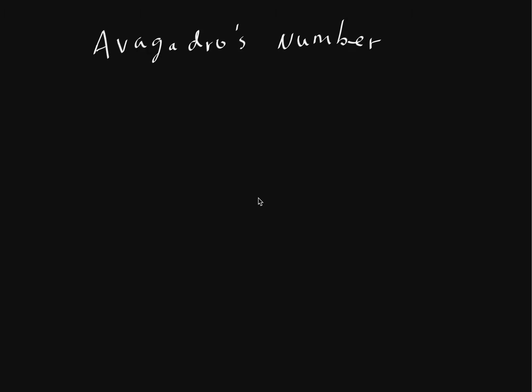Hi everybody. So in this video, we're going to talk about Avogadro's number. Avogadro's number is 6.022 times 10 to the 23. Not precisely, there are a lot of other decimals we can write after this. But it is a pure number. In other words, it has no units.